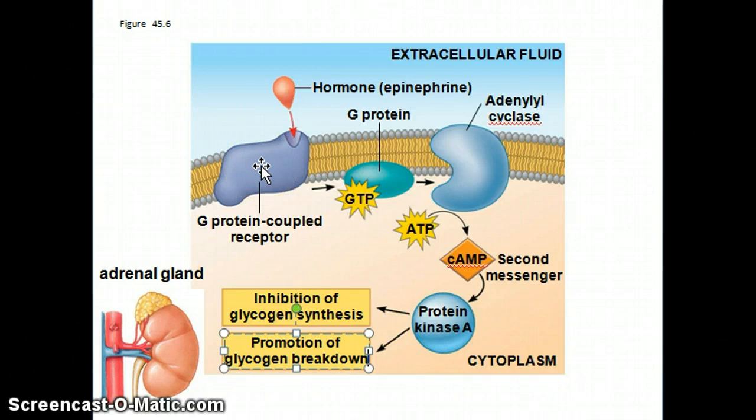So depending on where or what type of cell it binds to, for example, we'll say this is a liver cell. So epinephrine will bind to the receptor of this liver cell. It will begin a G protein coupled relay message within the cell, a signal transduction pathway. So you can see here where we're using secondary messengers and activating a kinase in order to get what we need, in this case, either the inhibition or the promotion of glycogen breakdown.